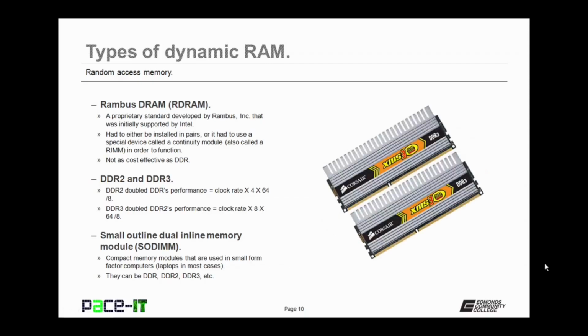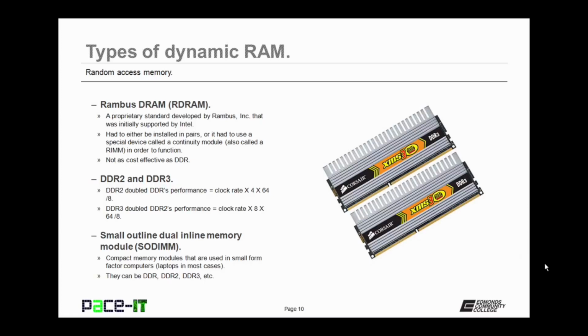Now let's talk about DDR2 and DDR3. DDR2 doubled DDR's performance. The formula to figure out its transfer rate is clock rate times 4 times 64 divided by 8. That was superseded by DDR3, which doubled DDR2's performance and is the current standard. Its formula is clock rate times 8 times 64 divided by 8. Super fast. Soon we're going to see DDR4 and DDR5 being common, but not quite yet.